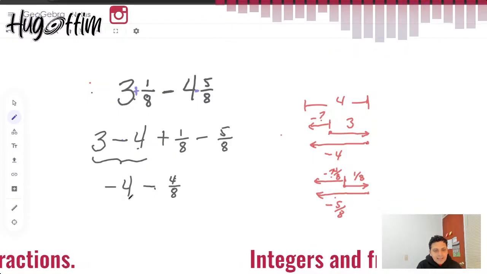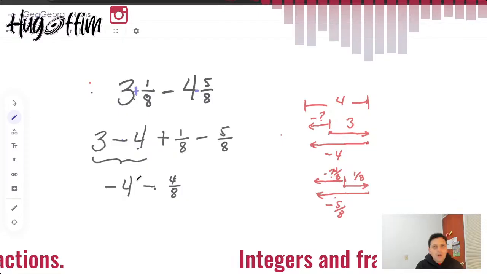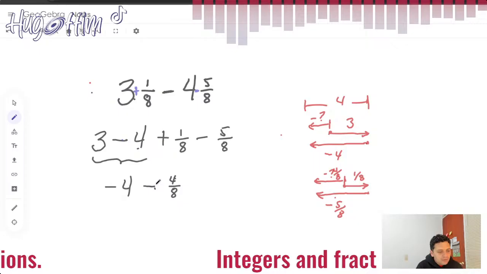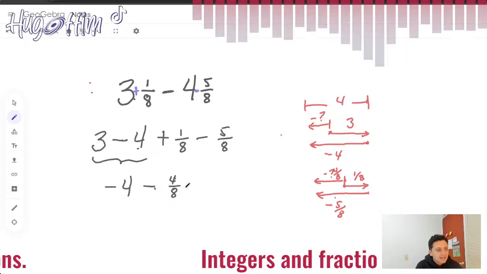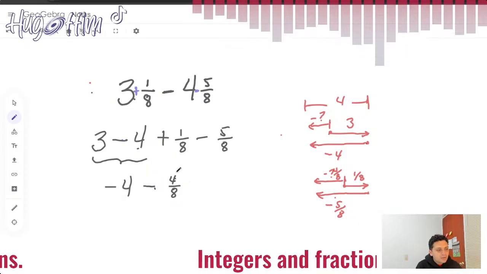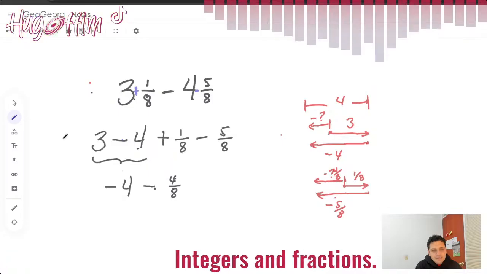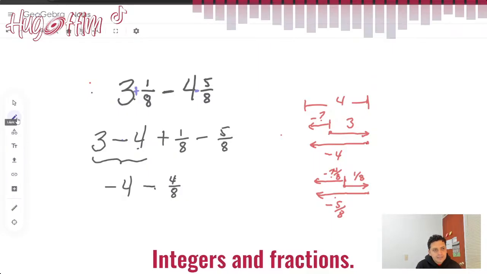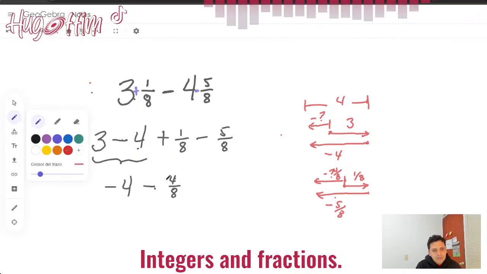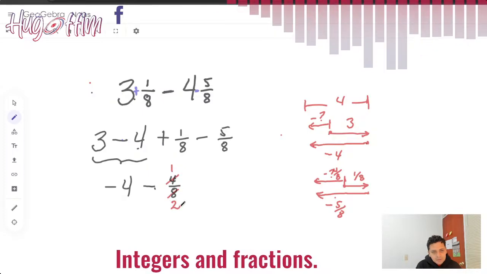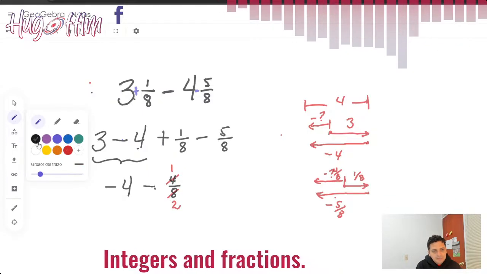Minus 4/8. Now remember that you always need to simplify your fractions. Divide by common factors. In this case, the common factor is going to be 4, right? So you can divide by 4. I'm going to avoid writing what I'm dividing by. So I got minus 1/2.